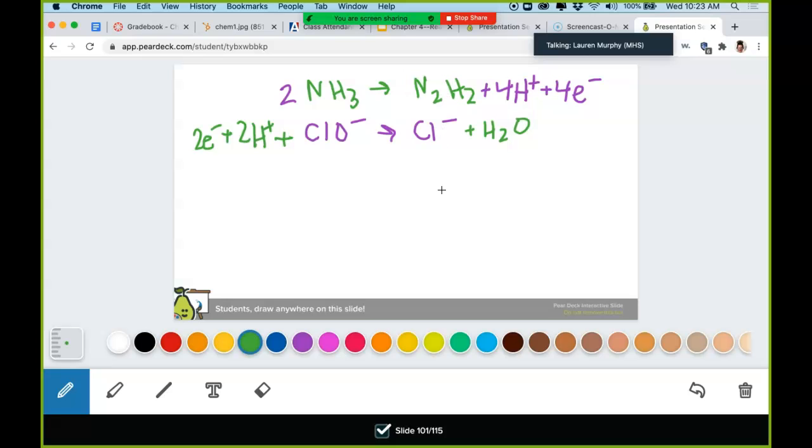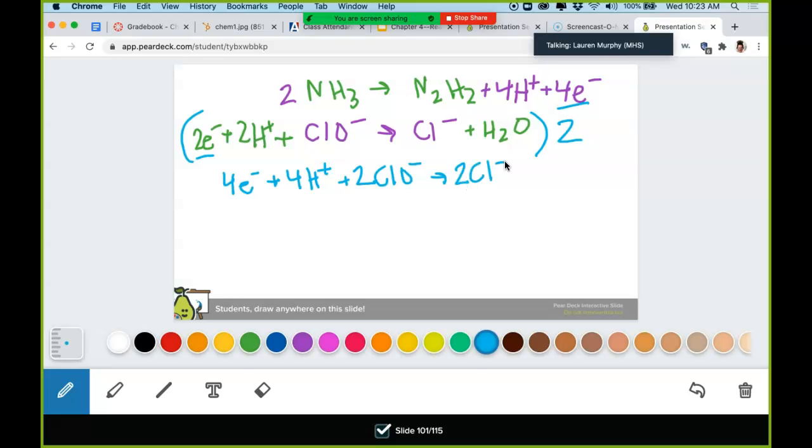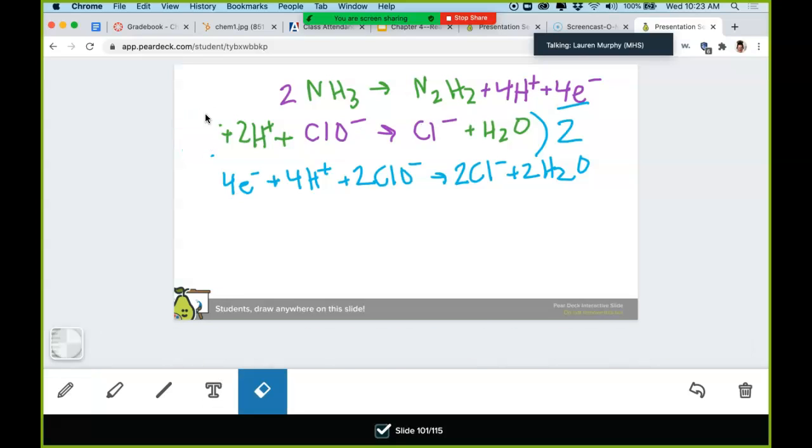So both of my half reactions are balanced. Now I need to balance electrons, meaning I need this guy and this guy to match. Well, the easiest way to do that is to multiply this by 2 because that will give me 4 electrons and it will match these 4 electrons over here. So I end up with 4 electrons plus 4 hydrogen ions plus 2 ClO minuses makes 2 Cl minus and 2 H2O. I've distributed that to every single substance in there, and I'm going to get rid of this guy so it doesn't confuse me.